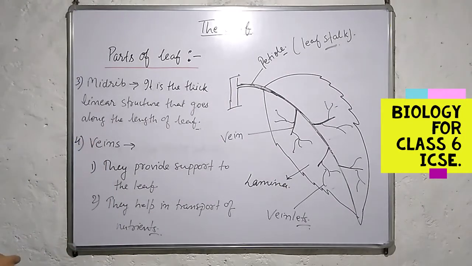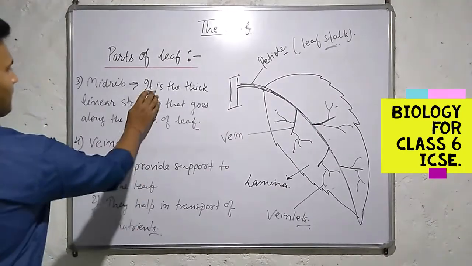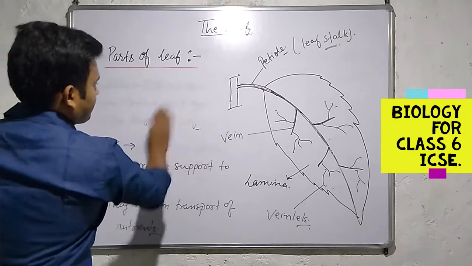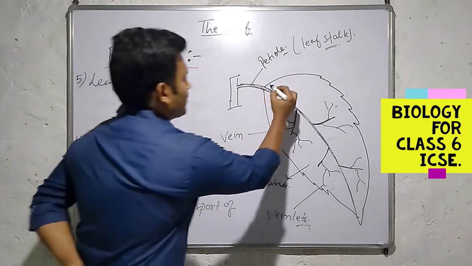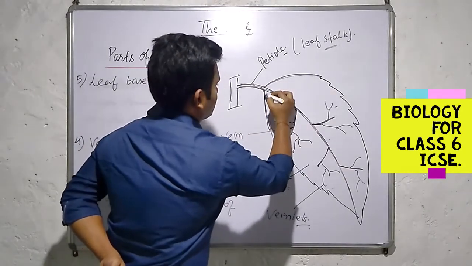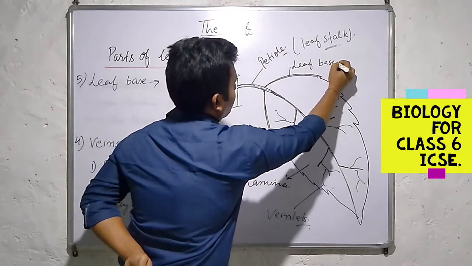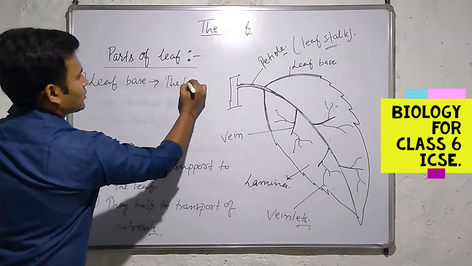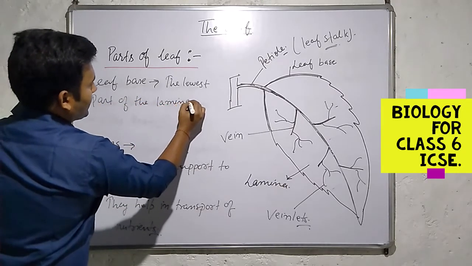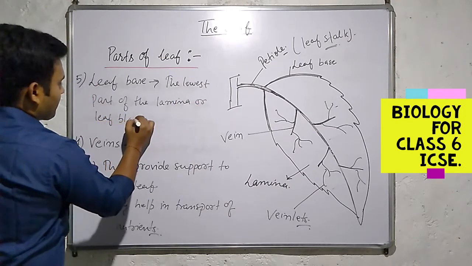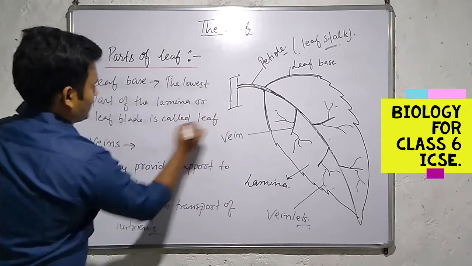Now two more parts are left. We'll study about those two parts also. Next is the leaf base. This part of the leaf, the lower part of the lamina, is called leaf base. So I will write about this. The lowest part of the lamina or leaf blade, because lamina is also called leaf blade, is called leaf base.